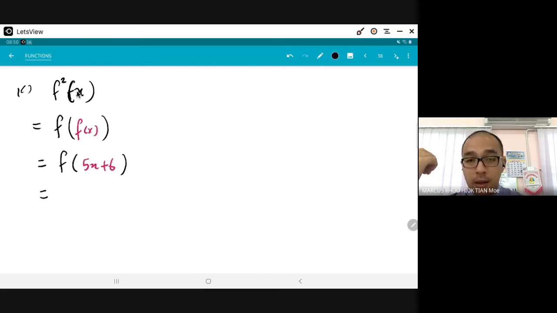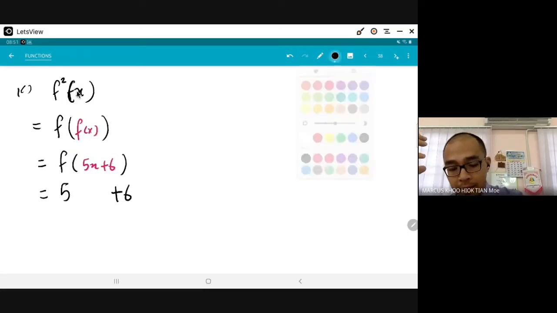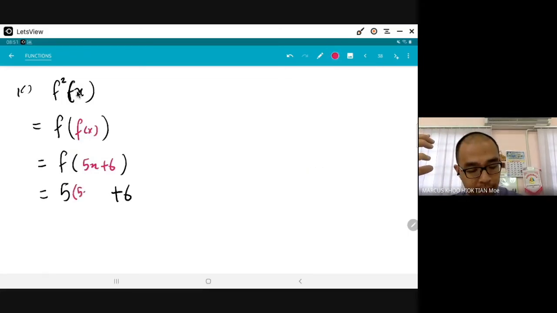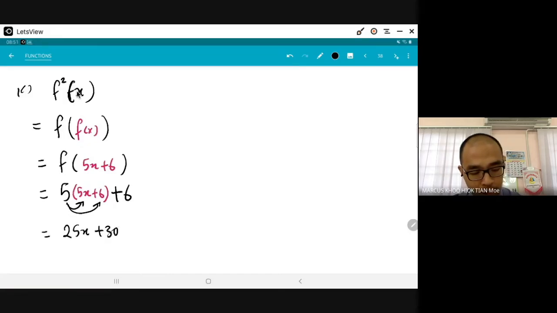Okay. Then, what is the next step? We put the red in the red. Red is x. So this will be 5 times (5x plus 6). Anything that is not red stays the same. What is red we put into the red, 5x plus 6. After that, what happens over here is simple algebra. 5 times 5x, 5 times 6. So I'll get 25x plus 30 plus 6, which will give me 25x plus 36.